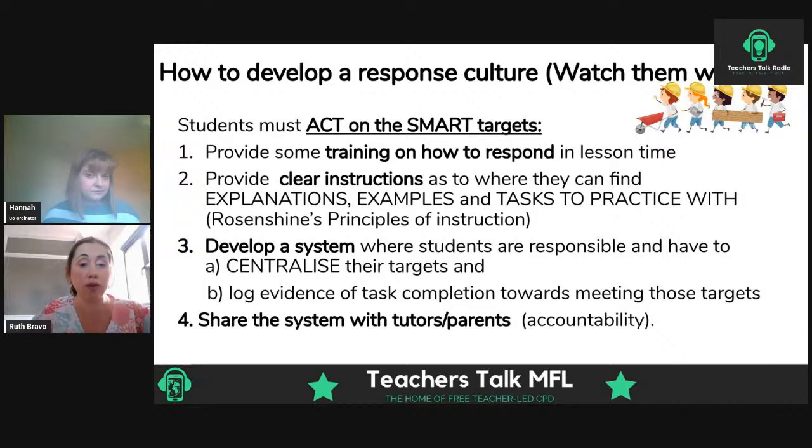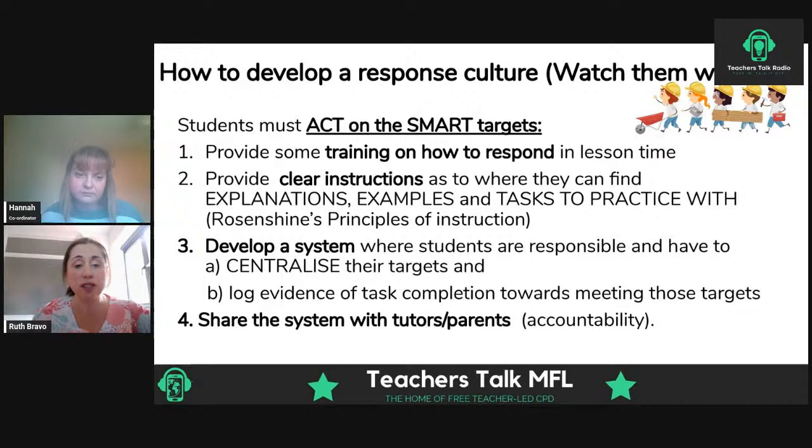And this is following Rosenshine's principle of instruction, which has been mentioned before today. But we have developed a very, very good system where students are responsible and they have to centralize the targets and they have to log evidence of task completion towards meeting those targets. This is checked by staff, is monitored by staff, but is not marked by staff. It doesn't take up staff marking time, okay?